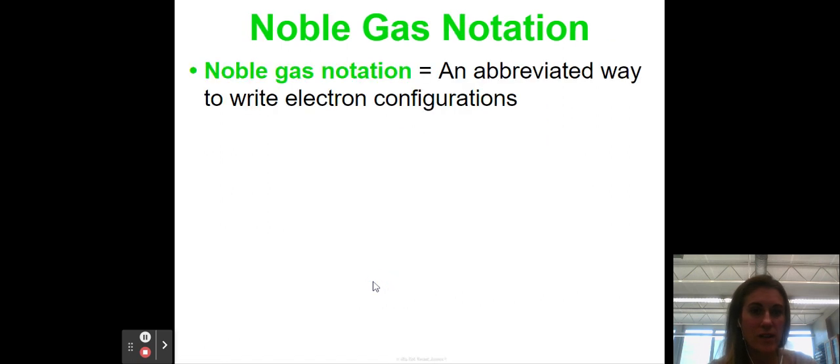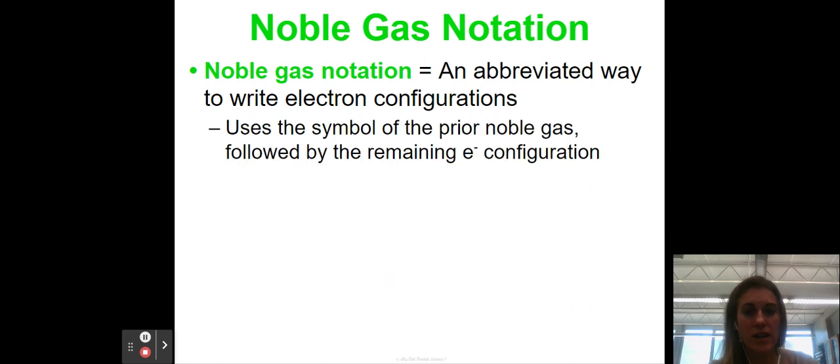All right, noble gas notation is our shorthand way, the abbreviated way to write electron configurations. And so instead of writing all that notation out, we get to write just a little bit of it and use the noble gas that is prior to whatever element we're talking about. We get to put that in brackets and then just finish whatever remaining notation we have.